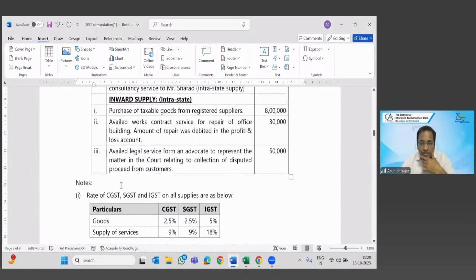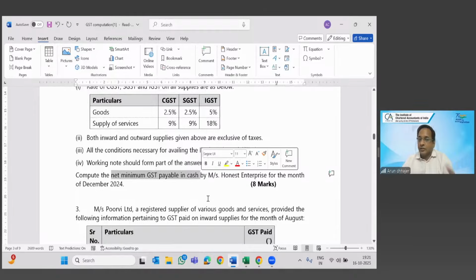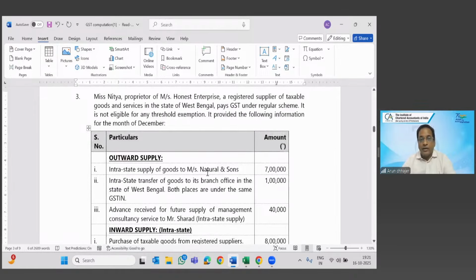So एक बार क्वेश्चन का रिक्वायरमेंट क्या है? Both inward and outward given above are exclusive of tax. All the conditions for availing the ITC have been fulfilled. Working note should form part of the answer. Compute the net GST payable in cash. That's it. ठीक है. Now intrastate supply.